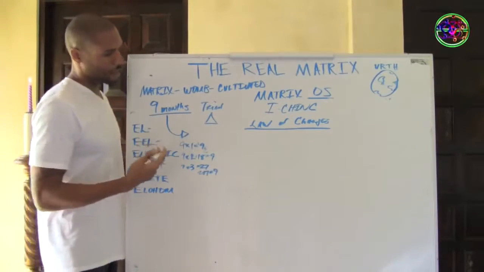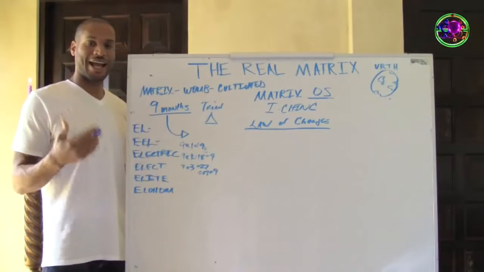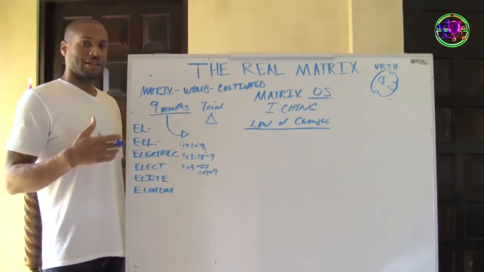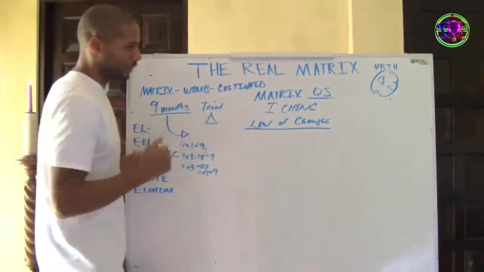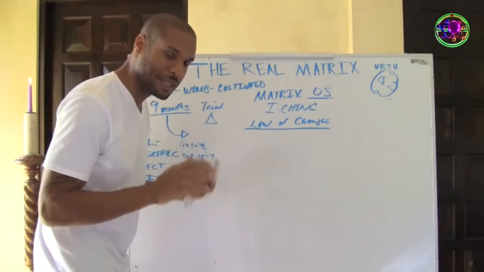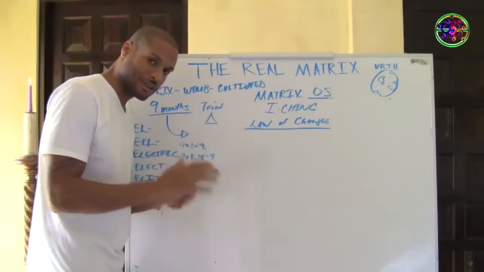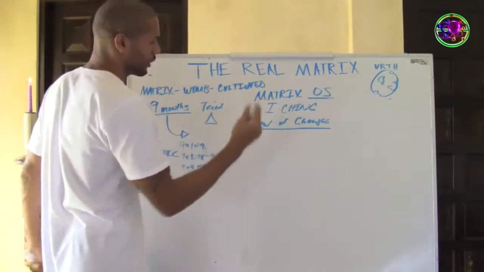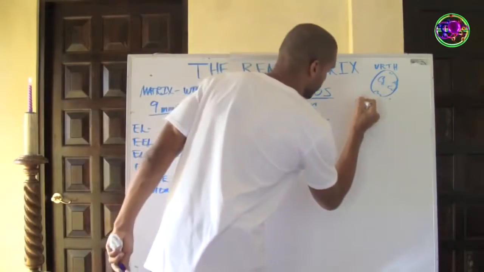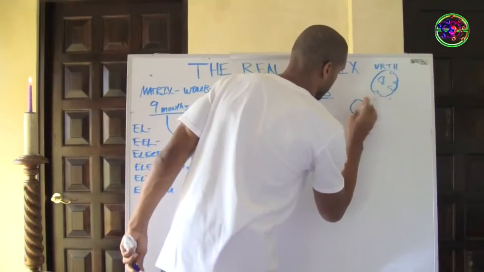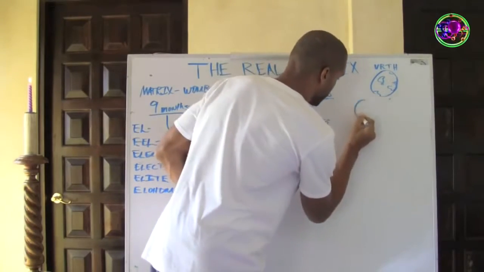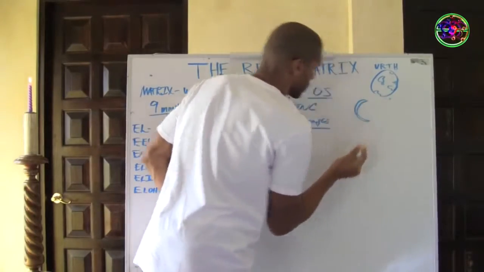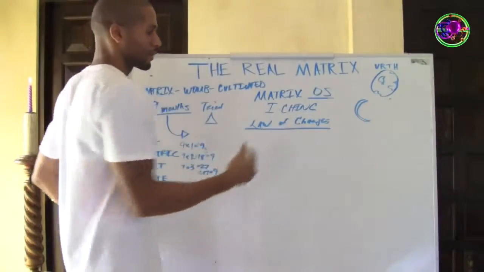So what we want to talk about is exactly how to get into fully understanding what's going on in this matrix. And the first thing is how is the matrix being controlled? How is it working? So the first thing you have is you have the moon. Most are now more familiar with this symbol. So you have the moon.